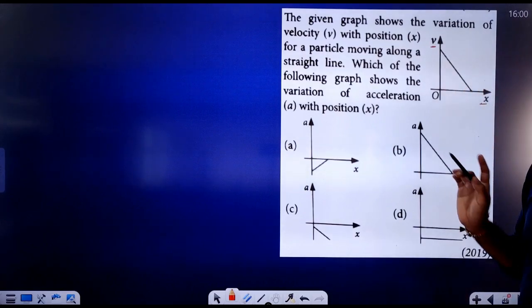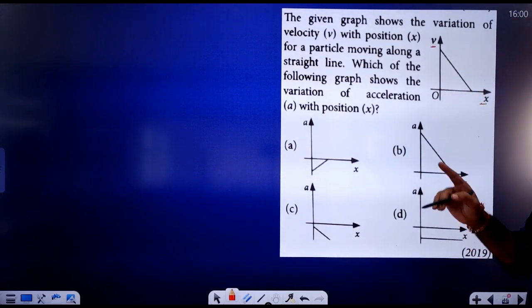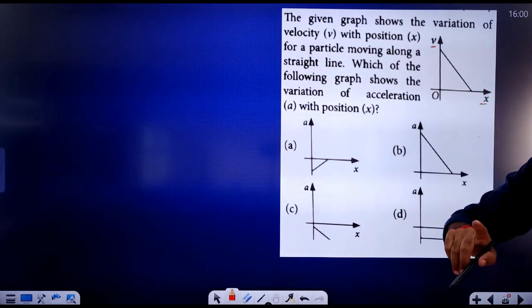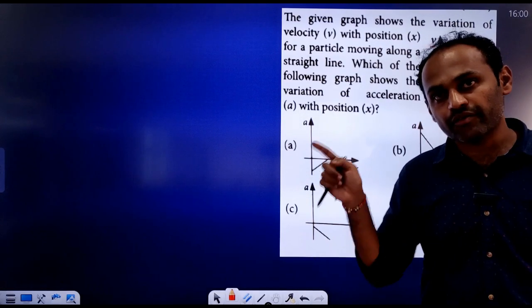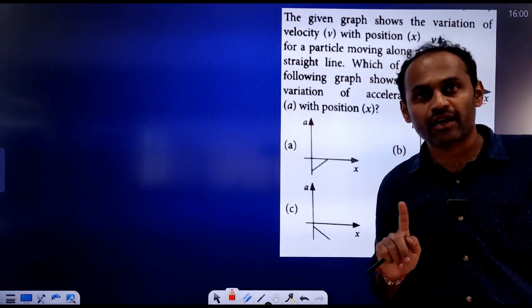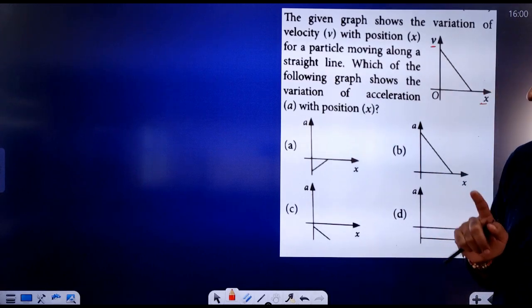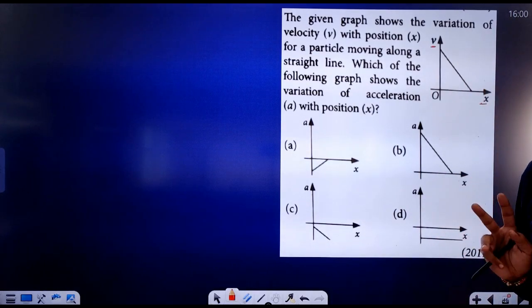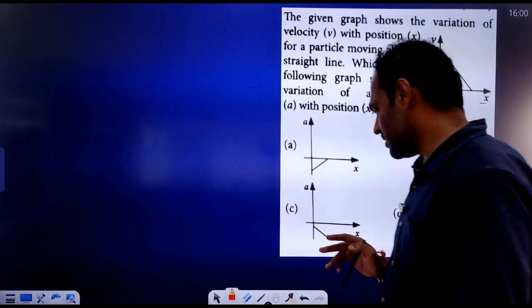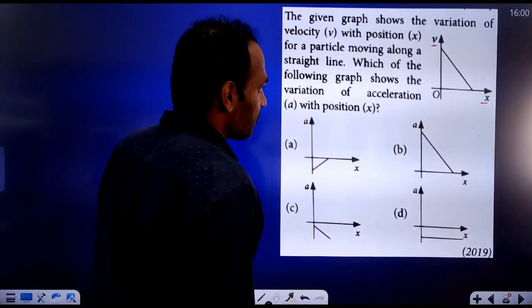So now in this graph you cannot say that the slope of this graph gives acceleration. The slope of a VT graph gives you acceleration, but the slope of a Vx graph will not give acceleration. You should not take it as acceleration. Okay, so let us understand the graph first.